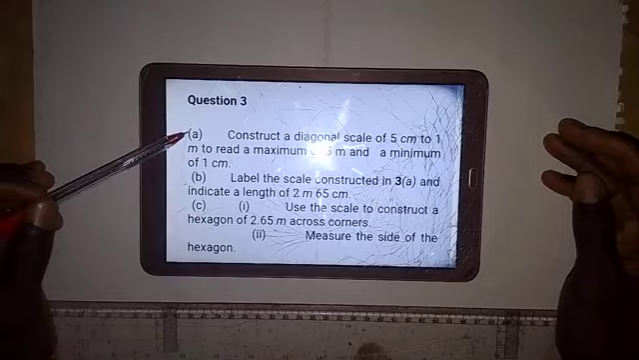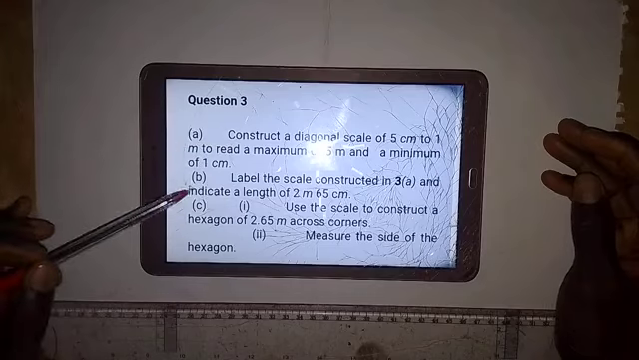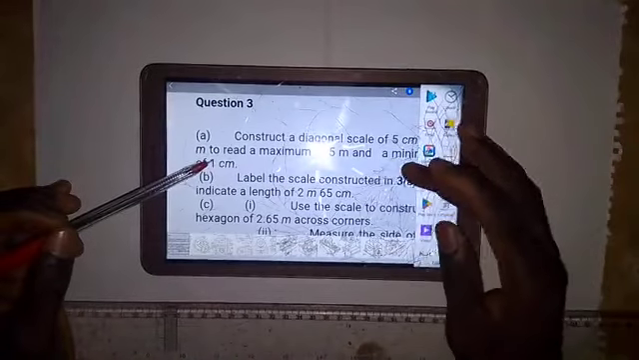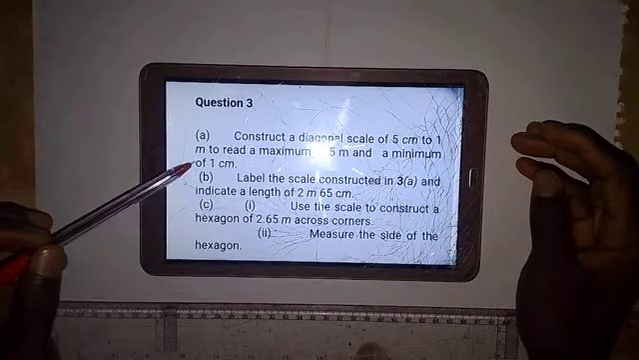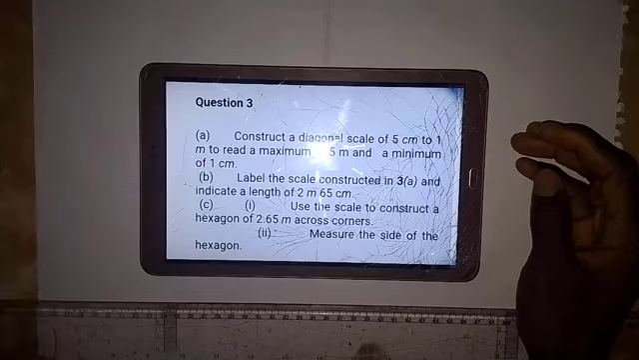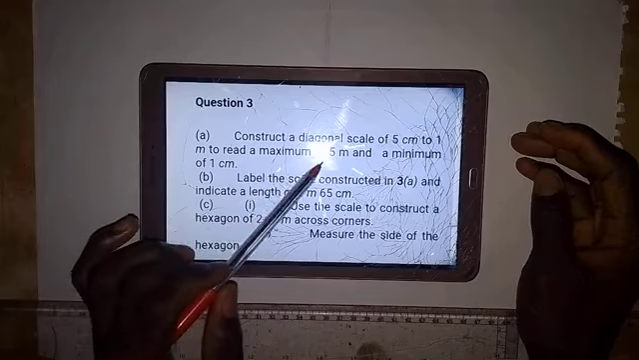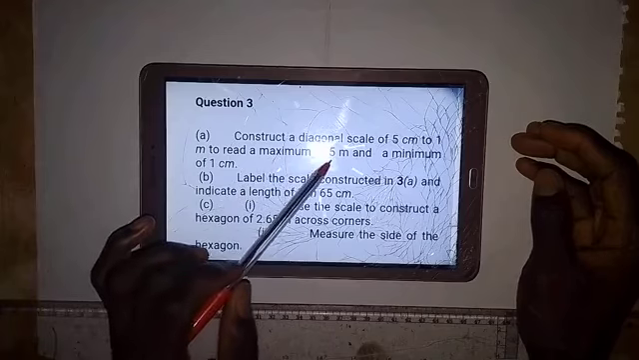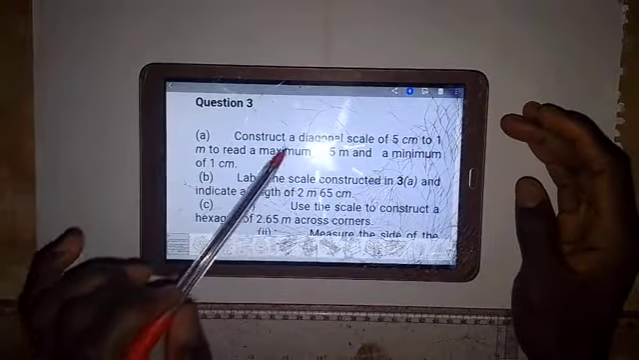We have to start with question A, so that whatever we do here, we are going to use to answer question B and question C together. So question A: we have to construct a scale of 5 centimeters to 1 meter. It means that we are using 5 centimeters to represent 1 meter, and then we need to determine the length of scale. The maximum reading that we have to have on the scale is 5 meters. So for every 1 meter, we are representing it with 5 centimeters.